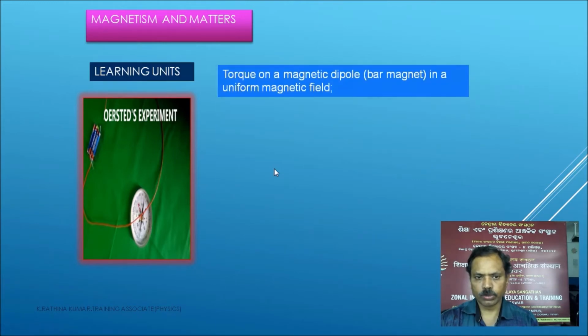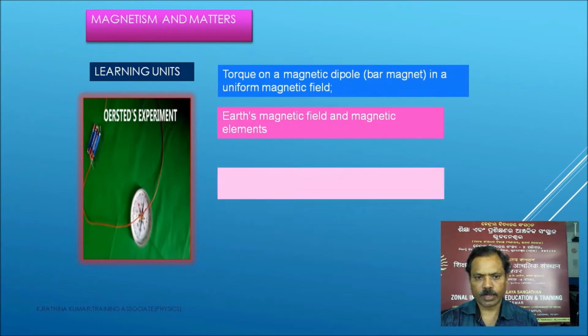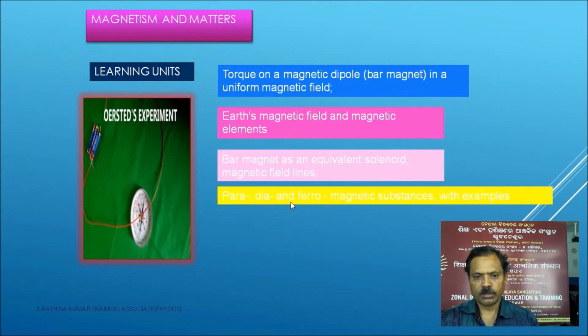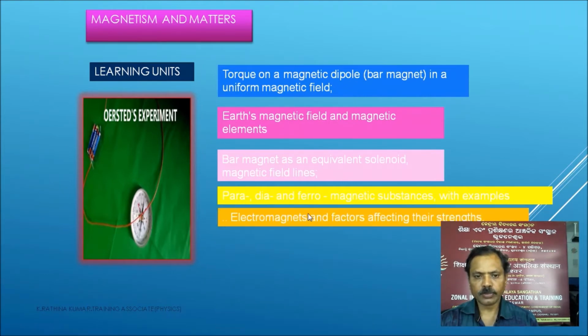The learning units we are going to see now are: number 1, torque on a magnetic dipole, that is a bar magnet, in a uniform magnetic field. Then earth's magnetic field and magnetic elements. Then bar magnet as an equivalent solenoid and magnetic field lines. Then para, dia and ferromagnetic substances with examples. Then electromagnets and factors affecting their strengths. At last, permanent magnets.